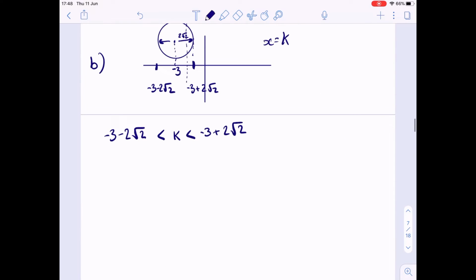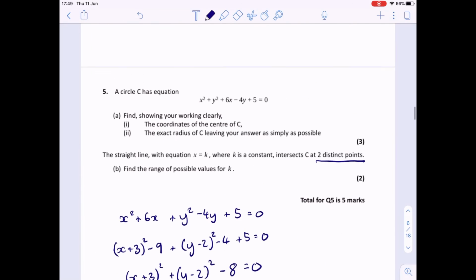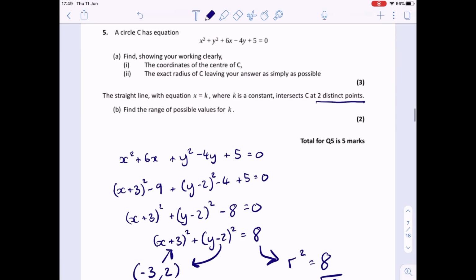Now, some of you did have a go at this by trying to use the discriminant and sort of trying to equate those two equations in a similar way we previously did up here, where we equated these two equations.